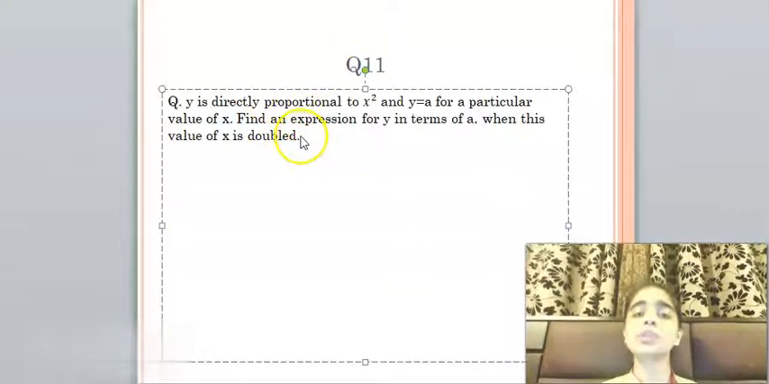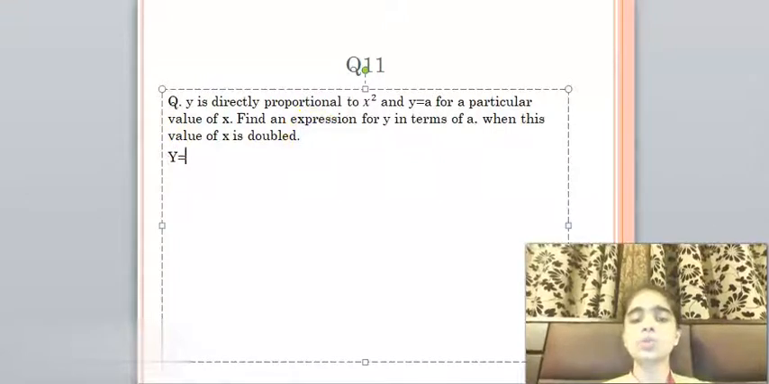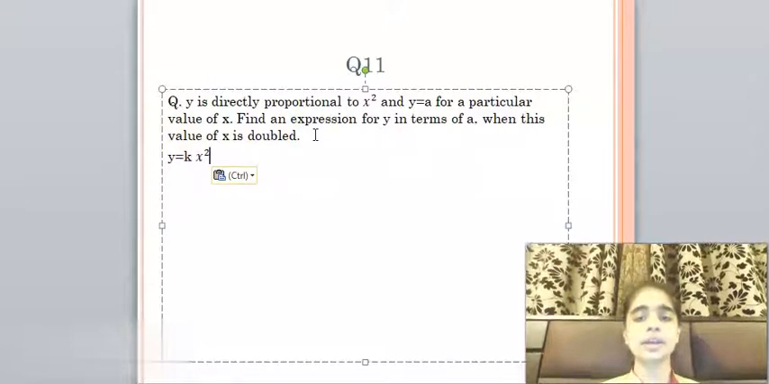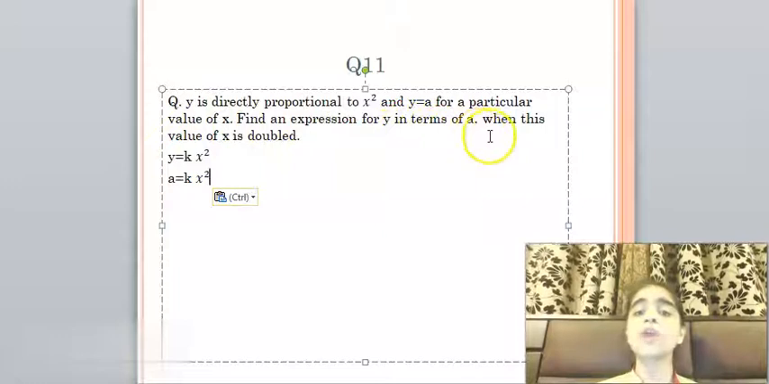Now I'll use the formula. y is directly proportional to x square. So how will I write this? y is equal to kx square, right? And y is equal to a for a particular value of x. We will let that value be x, just like last time. So if I put a as y, that means a is equal to kx square. Find an expression for y in terms of a when this value of x is doubled.